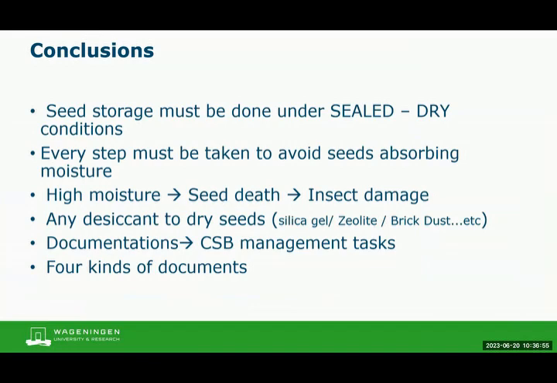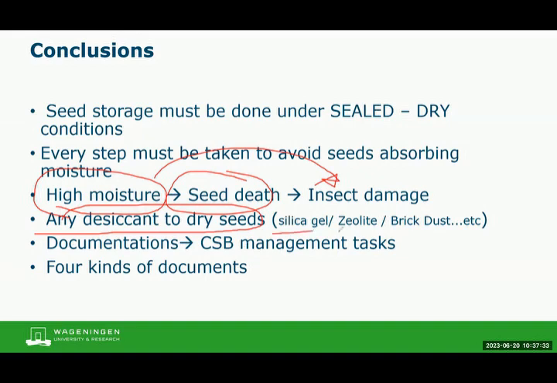And so concluding, seed storage must be done under sealed dried conditions. So first you have to dry the seeds, and then you have to keep the seeds under sealed conditions so that no moisture comes in from the outside. And every step must be taken so that the seeds do not absorb moisture from the outside. And we have seen that high moisture causes seed death, and also high moisture causes insect damage. And we can use any kind of desiccant to dry the seeds. You can have silica gel, you can have zeolite, you can have brick dust, baked rice, anything.